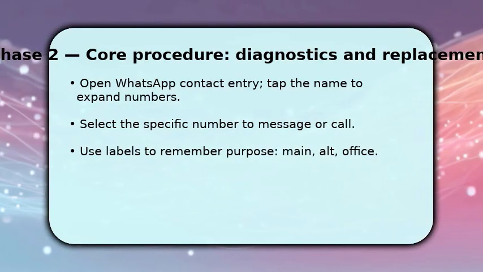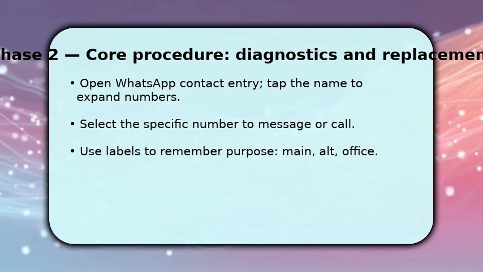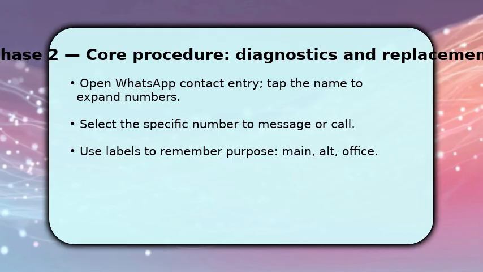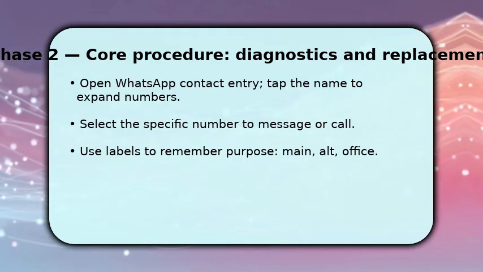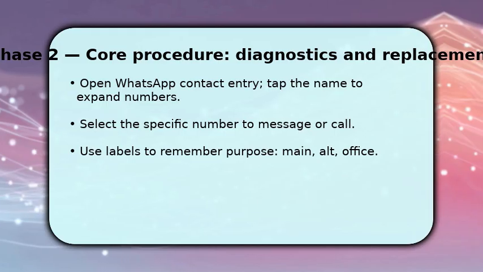Once WhatsApp is refreshed, open the contact within WhatsApp and tap the name to expand the list of numbers. You will see each saved phone entry. Choose the specific number you want to message or call.